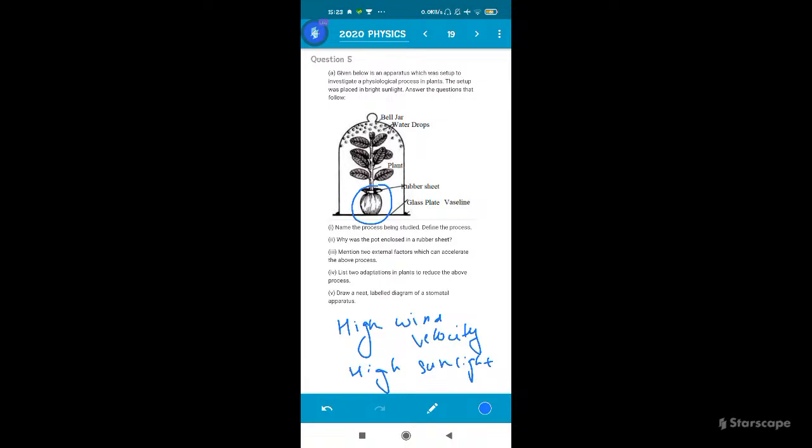Also there are a number of other factors such as low humidity, high temperature. Okay, out of the factors given in your book, any two answers are acceptable. Now your next question is, list two adaptations in plants to reduce the above process.